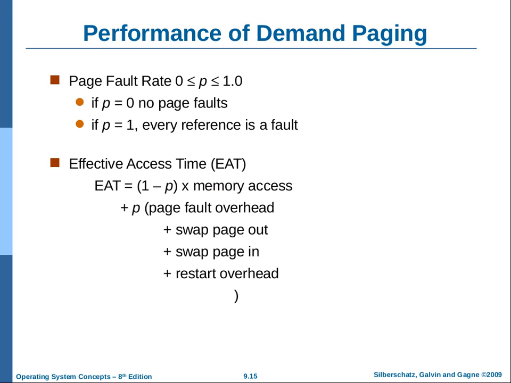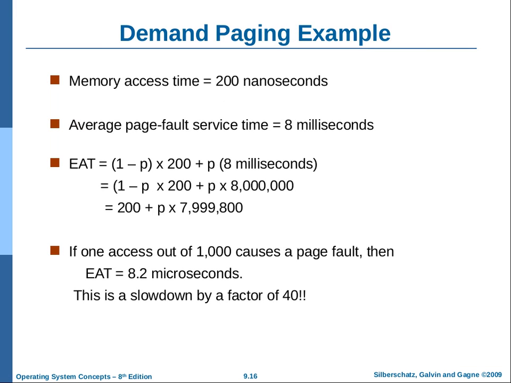So let's look at the effective access time. Page fault rate p ranges from 0 to 1, aka the percentage. 0 means no page faults, which would be great. 1 means every reference is a fault, which would be terrible. So 1 minus p times memory access, that's if there are no page faults, and 1 minus p is the percentage of no page faults. Then p is, of course, your percentage of page faults, times the page fault overhead: swap page out, swap page in, plus the restart overhead.